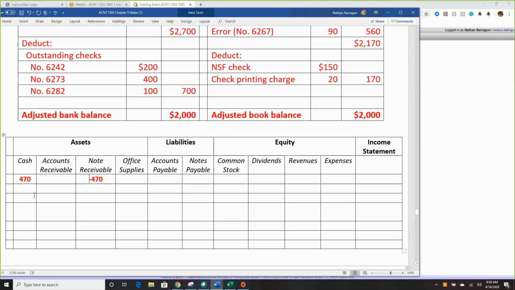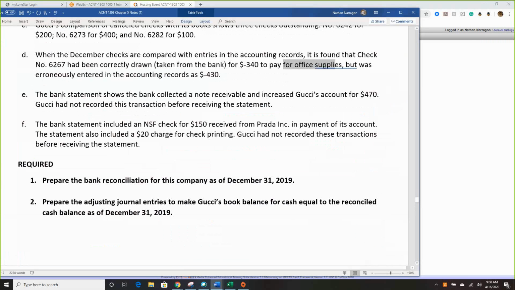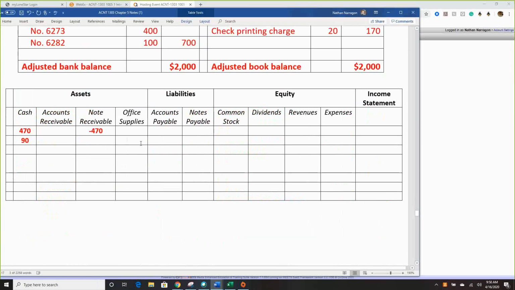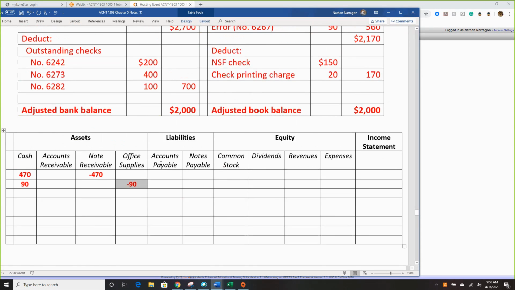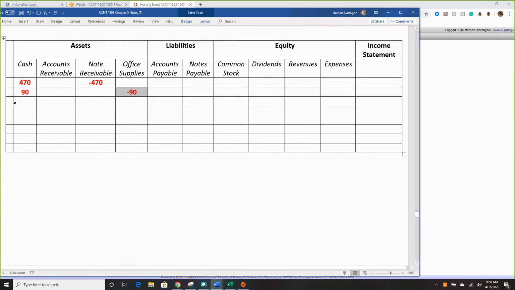Next is the error. We know we're adding cash. We check what account the error was to. So it's to pay office supplies. So that means office supplies is our account that's affected by the error. Next is NSF check. We know this is going lower because we're deducting. And since it's an NSF check, it always affects accounts receivable.